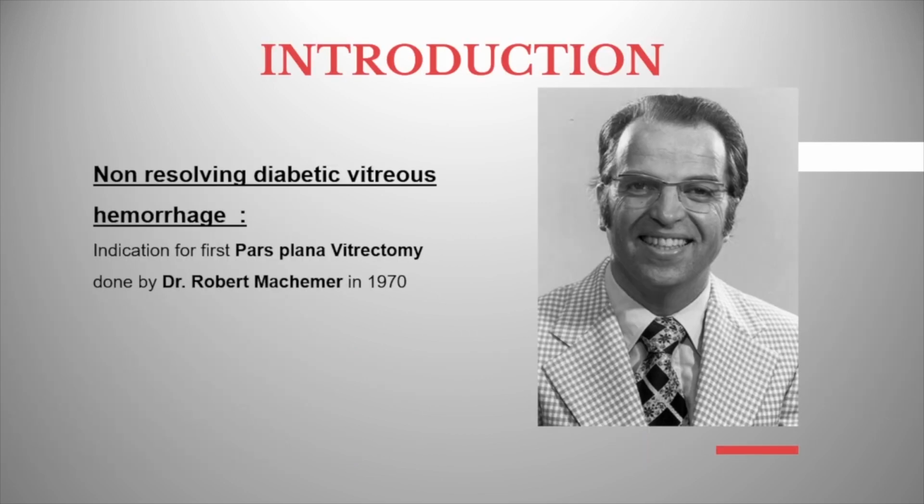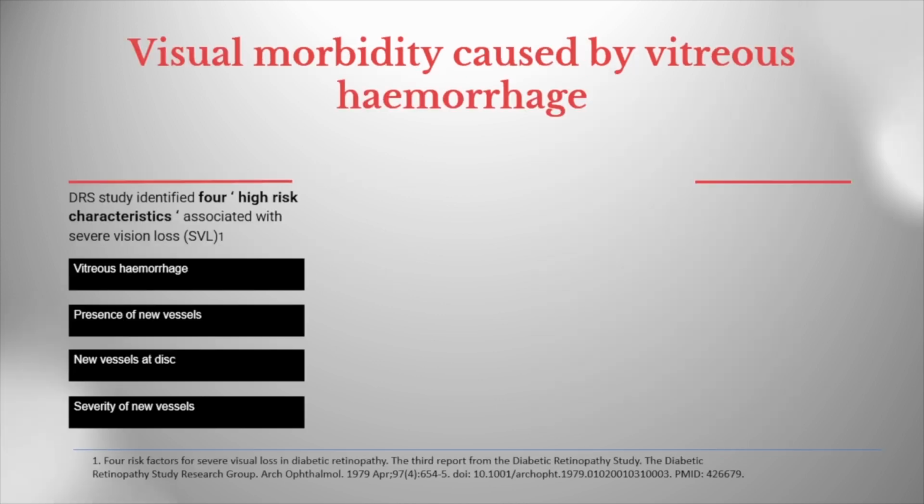A bit of historical trivia. Non-resolving diabetic vitreous hemorrhage was the indication for the first pars plana vitrectomy done by Robert McKimmer in 1970. The landmark DRS study, diabetic retinopathy study, identified four high-risk characteristics which are associated with severe vision loss. Severe vision loss is defined as less than 5 by 200 vision on two separate occasions 4 months apart.